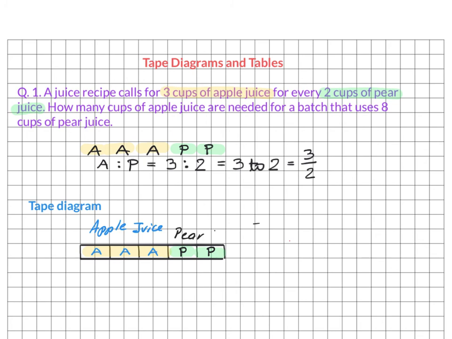I like using colors to see the difference between apple juice and pear juice. Now I'm comparing apple juice and pear juice, and on the side I'm going to write down the given ratio. I have 3 cups of apple juice, 2 cups of pear juice. So this is the given ratio. So I'm going to use a red pen to represent this is the given ratio.